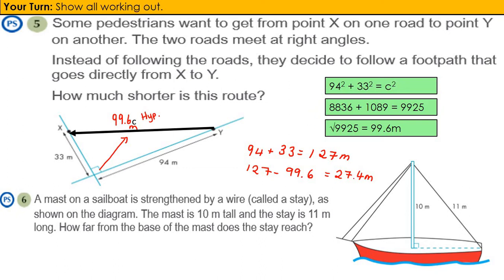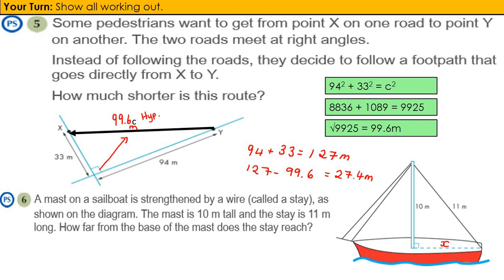Okay, right, so for 6, a mast on a sailboat is strengthened by a wire called a stay, as shown on the diagram. The mast is 10 metres tall, there we go, and the stay is 11 metres long, so there's our stay. How far from the base of the mast does the stay reach? Okay, so what we're looking for here is this. We're looking for that there.